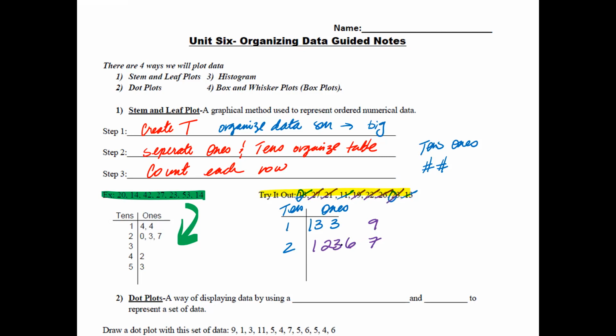And then 23. So there's 1, 2, 3, 4, 5, 6, 7, 8, 9. 1, 2, 3, 4, 5, 6, 7, 8, 9. So altogether, there are 9 data points. And that's how you organize it into a stem and leaf.